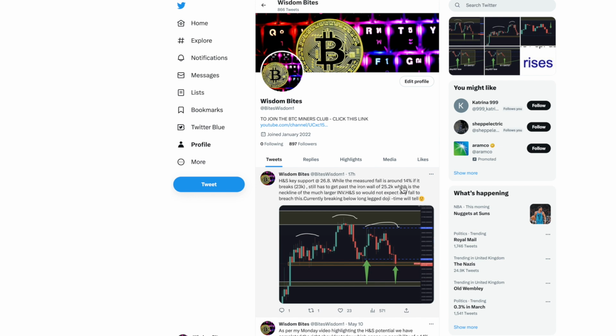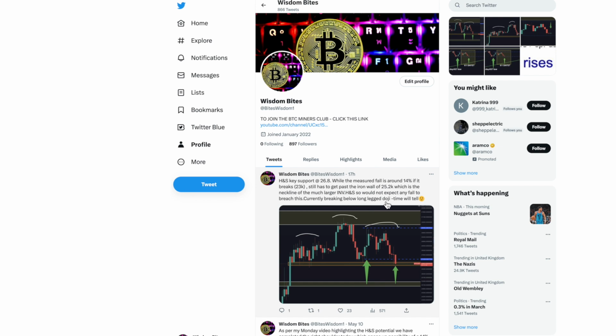the measured fall is around the 14%, if it breaks, which is 23,000 as I've just showed you, it still has to get past the iron wall of the 25.2, which is the neckline of the much larger inverse head and shoulders. So I would not expect any fall to breach this. But obviously Bitcoin can do whatever it wants. We must always know that.